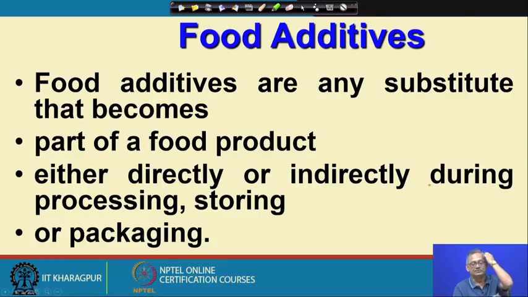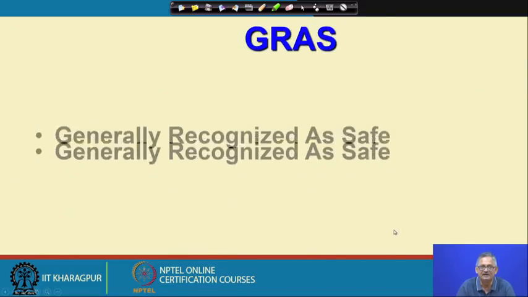Now, food additives as a whole, we can say that food additives are any substance that becomes part of a food product, either directly or indirectly, during processing, storing, or packaging. So, in one umbrella, we can say that food additives are substances that become part of a food product, either directly or indirectly, during the processing or storage or packaging, right?